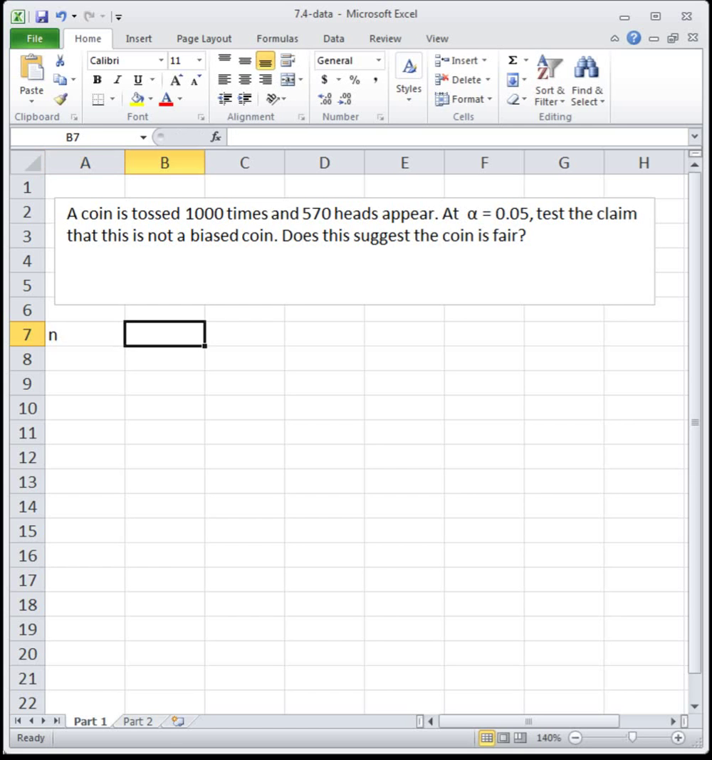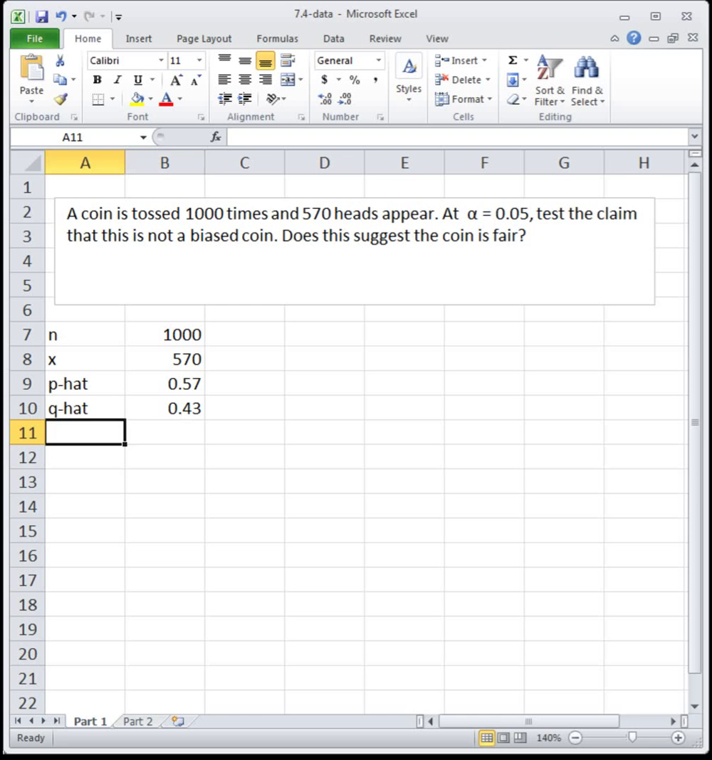Our n is our sample size, that's 1,000. And we're looking at the number of heads for our success, so that's 570. So our p hat is x over n, so that's 570 divided by 1,000. Q hat is the complement of p hat, so 1 minus p hat gives us q hat. So our p hat is 0.57 and our q hat is 0.43.